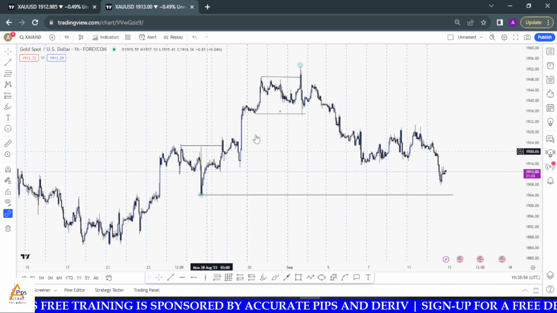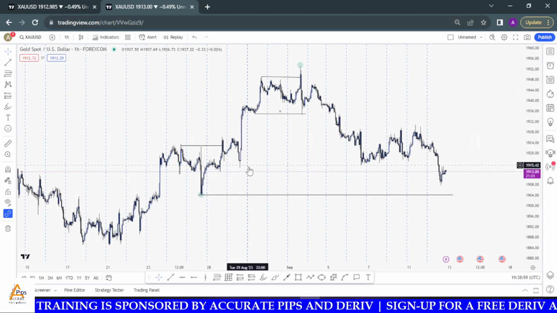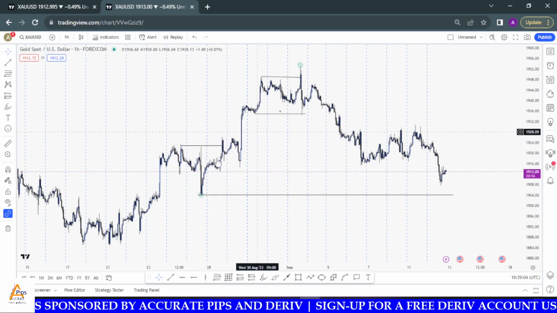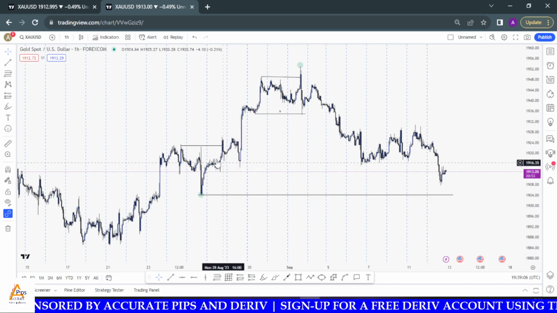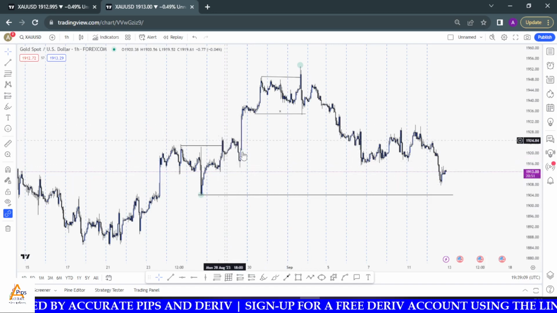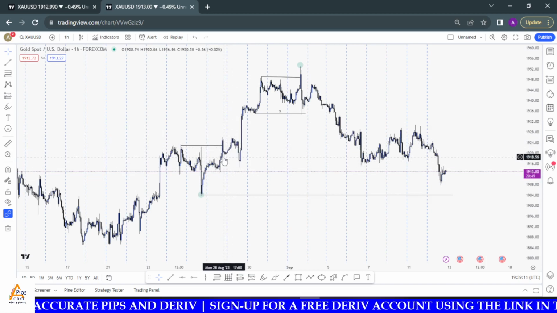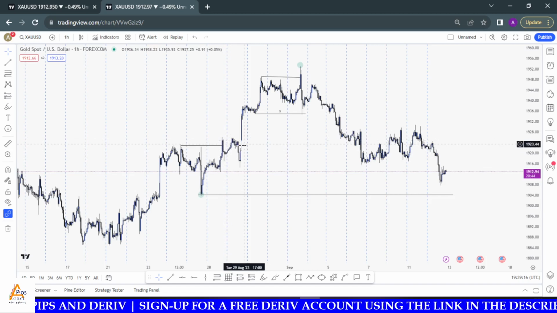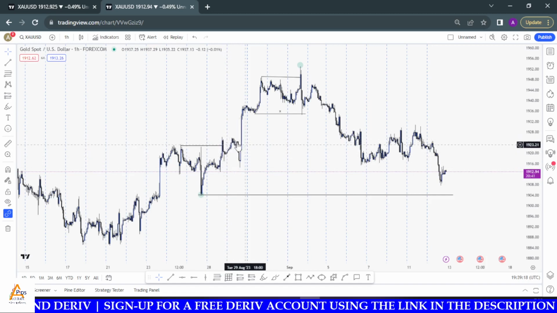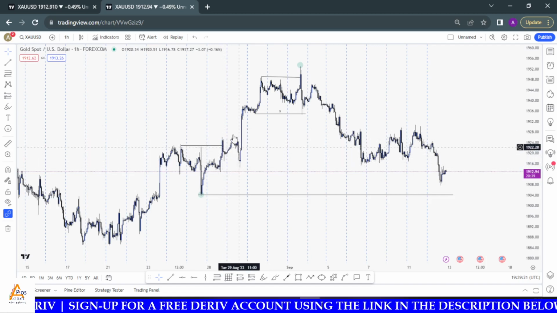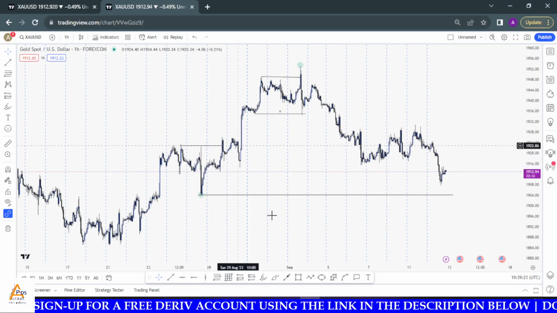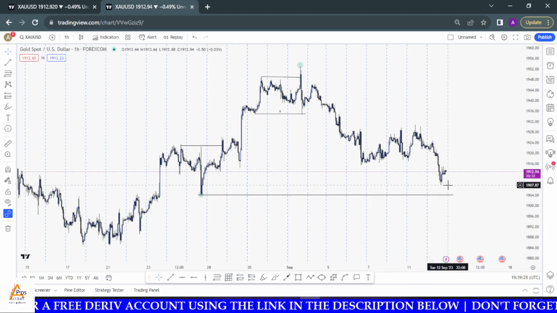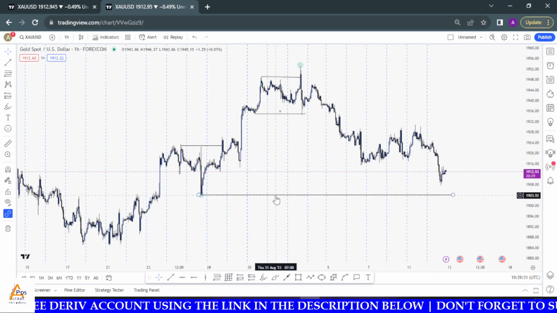Okay, just a normal pullback and then we went up. We are looking for a valid pullback, so this cannot be counted as a valid pullback here. Moreover, this guy didn't break this high, okay? And if this guy was to break this high, that is when we would be looking at this guy. This guy has not even taken out this guy yet for us to consider it as a change of character.